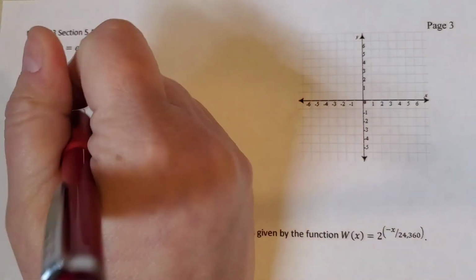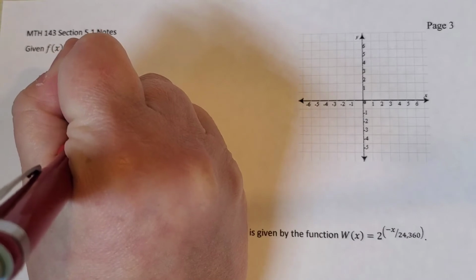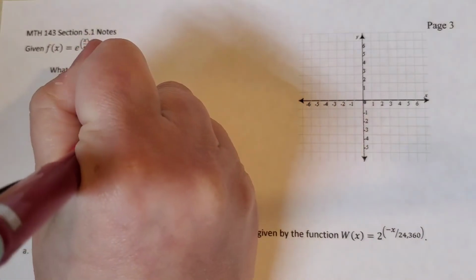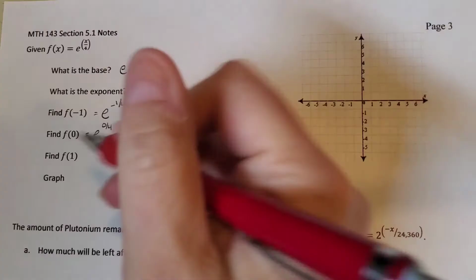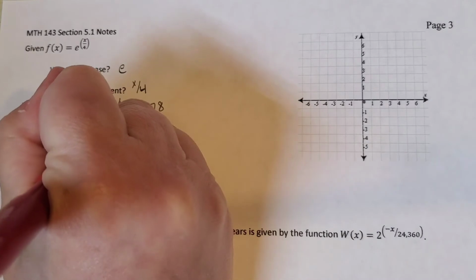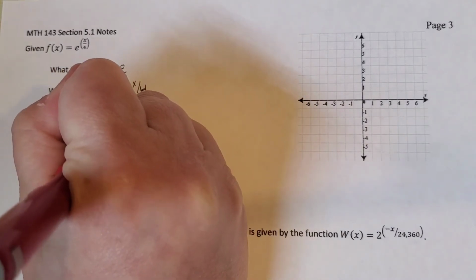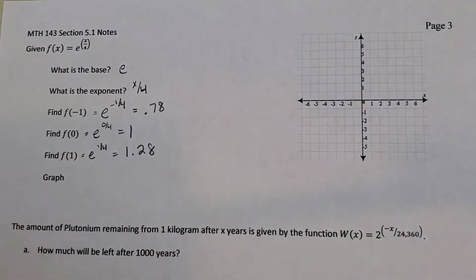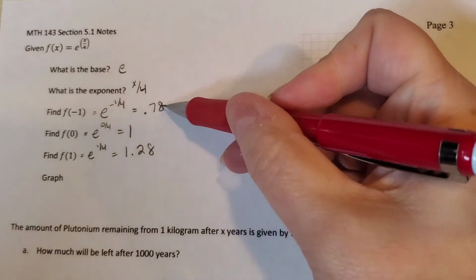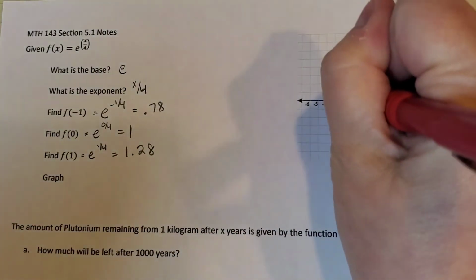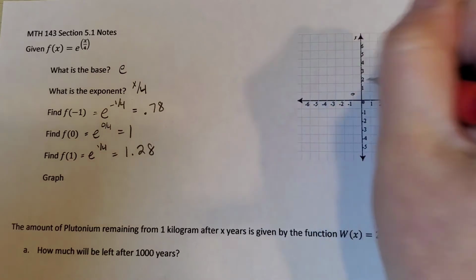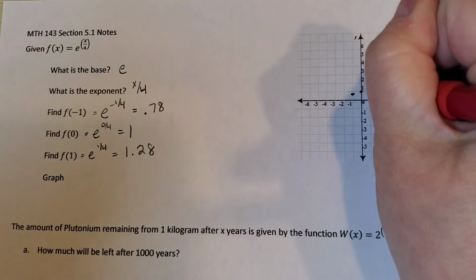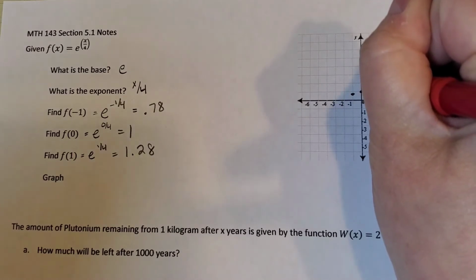If we're looking for f of 0, we're plugging in 0 for x, so we get e to the 0 over 4. Well, 0 over 4 is just 0, and anything to the 0 power is always 1. If we're looking for f of 1, we put 1 in place of x, so we get e to the 1 over 4, and we put that in our calculator, and we get approximately 1.28. So when we go to graph it, we've got 3 points. At -1, we have a y of 0.78. At 0, we have a y of 1. And at 1, we have a y of 1.28.